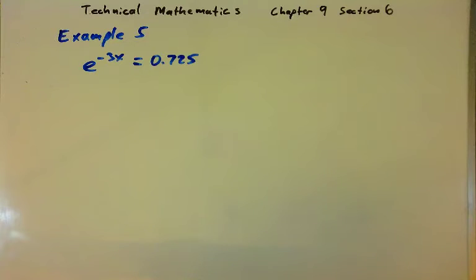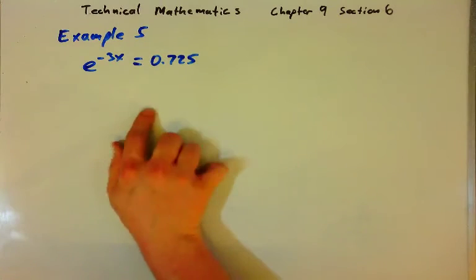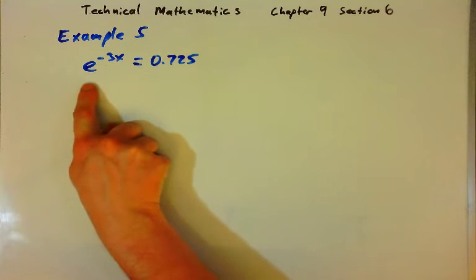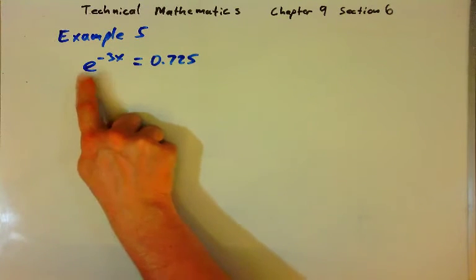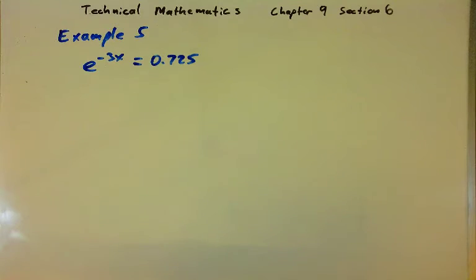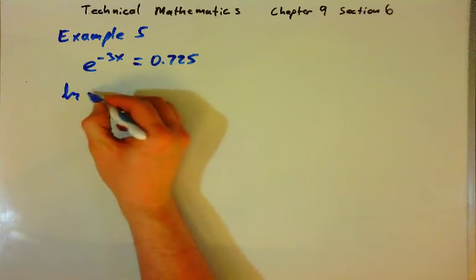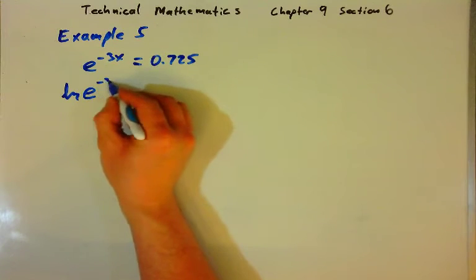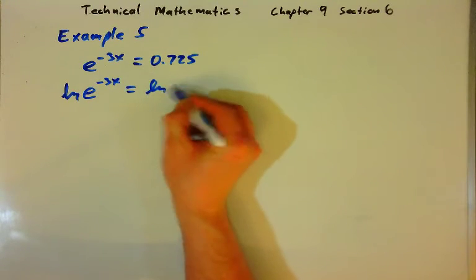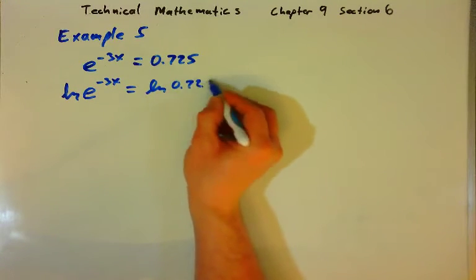This is example 5. It says e to the negative 3x power is equal to 0.725. And so I want to take a logarithm of both sides, and I want to make sure I use the natural logarithm because the base here is already e. It wouldn't make a lot of sense for me to use the common logarithm. I'll use common logarithm if the base is already 10. So I'll take the natural log of both sides. Natural log of e to the negative 3x is equal to the natural log of 0.725.